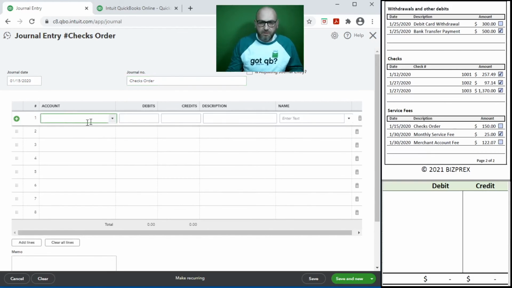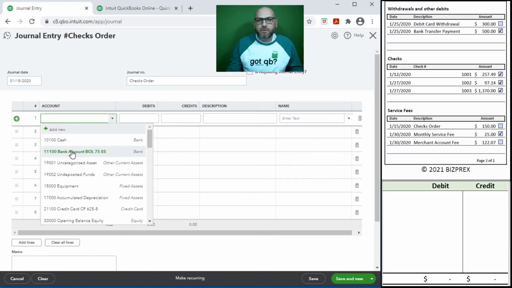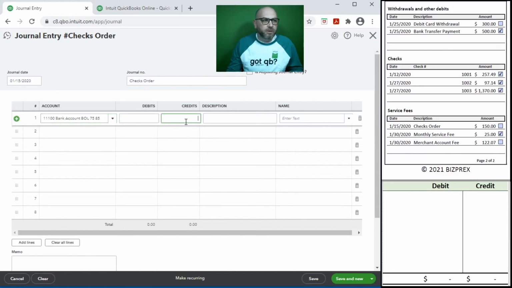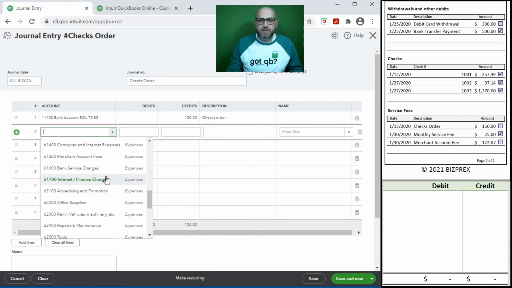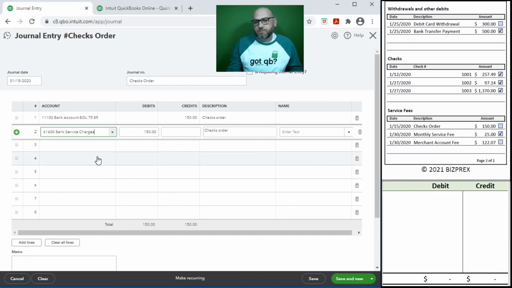All right, so again, let's do it the other way. What's going on here? Well, the bank account will be reduced. Bank account is an asset. It has to be credited to be reduced. All right, what else is going on? Well, we're going to have an expense. That's going to be bank service charge, because checks are from the bank. So here it is. We have debits, we have credits. They equal out to each other.